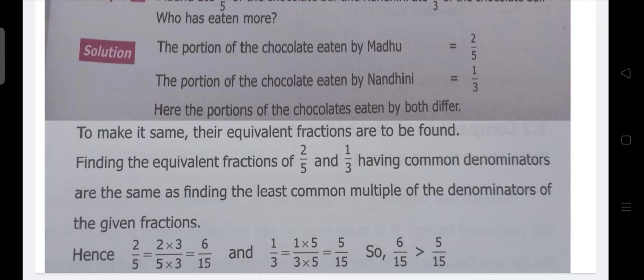Now it is better to compare 6/15 and 5/15, which is greater. So just see the numerator. 6 is greater than 5. So 6/15 is greater than 5/15. First, make the denominator same. How to make the denominator same? Find the equivalent fractions of 2/5 and 1/3. You will get 6/15 and 5/15. Then you compare. 6/15 is greater than 5/15.